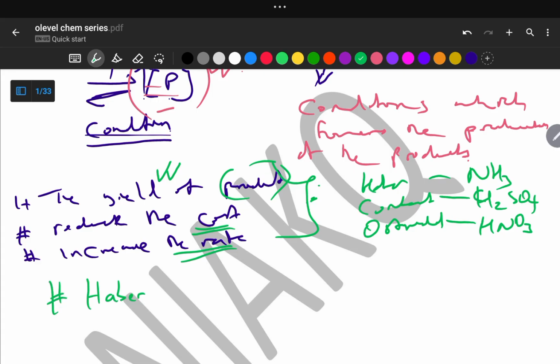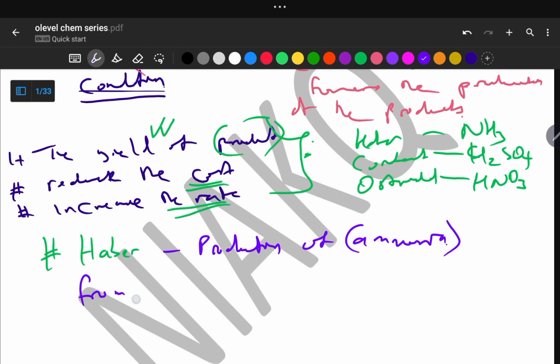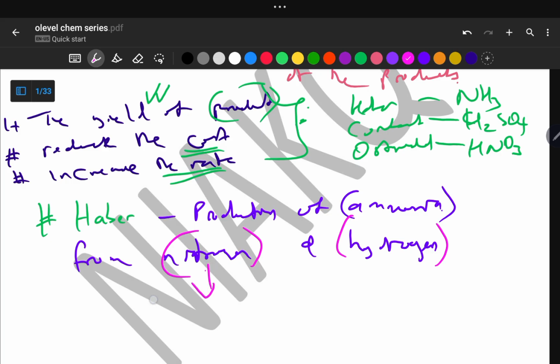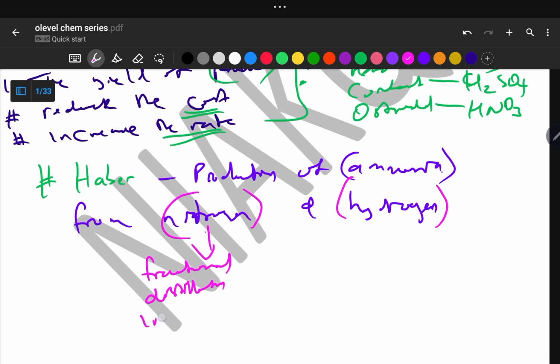The Haber process is the production of ammonia, right? So we are producing ammonia from nitrogen gas and hydrogen. These are the raw materials, hydrogen and nitrogen. Nitrogen is obtained from fractional distillation of liquefied air. From air, we are going to obtain nitrogen and oxygen and then other gases, right?